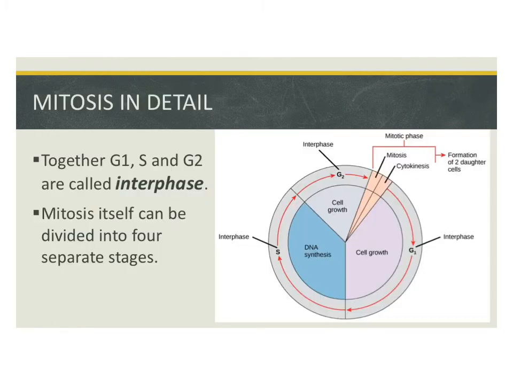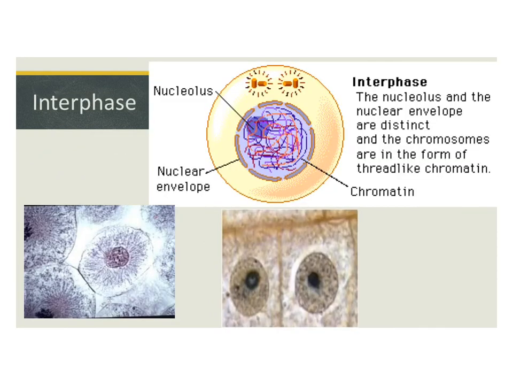Now we're going to focus in a little bit on mitosis. And we talked about G1, S, and G2. Together, these are called interphase. So this whole time period that the cell is not actively dividing, we call that interphase. Mitosis itself is divided into separate stages, which we will talk about in just a minute. So let's talk about interphase. During this time, G1, S, and G2, if you're looking at cells in interphase, you can clearly see the nucleus present.